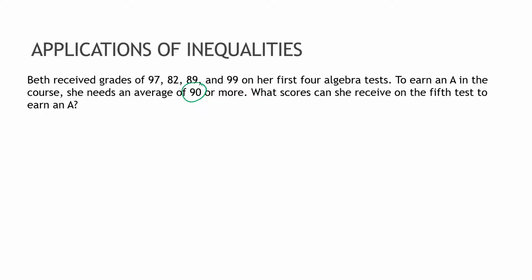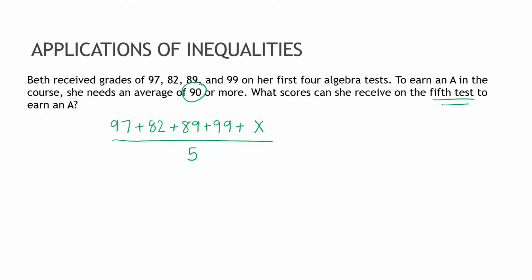So before we continue, let's think about an average of 90. Average means I'm going to take the 5 tests, because she's taking a 5th test. I'm going to take all 5 tests, 97 plus 82 plus 89 plus 99 plus, what's the 5th test? We don't know, that's our unknown. And I'm going to divide it by 5. That's going to give me my average.